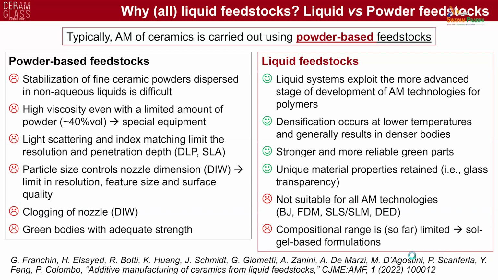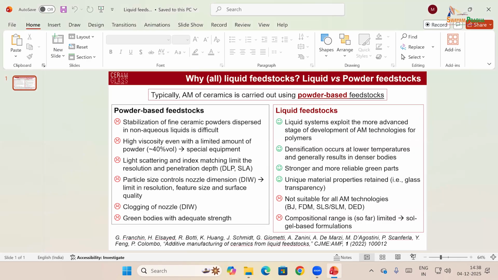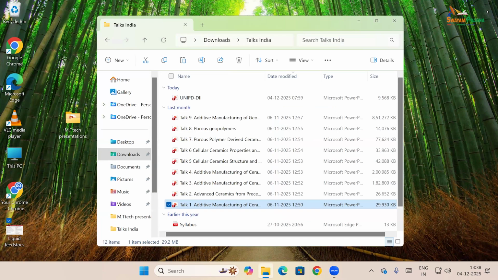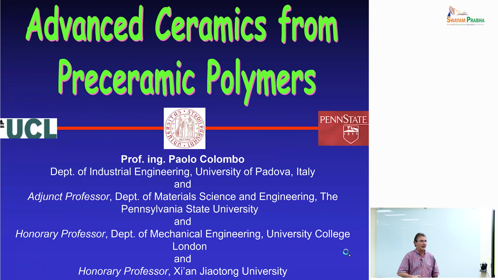So I will now proceed to discuss the use of preceramic polymers. I need to first tell you what preceramic polymers are. I will talk about making advanced ceramics from preceramic polymers, and I will not discuss in this lecture the use of additive manufacturing technologies for shaping preceramic polymers, because that will be the topic of the next two lectures. So here I'm simply telling you what preceramic polymers are, and why it makes sense to use them.